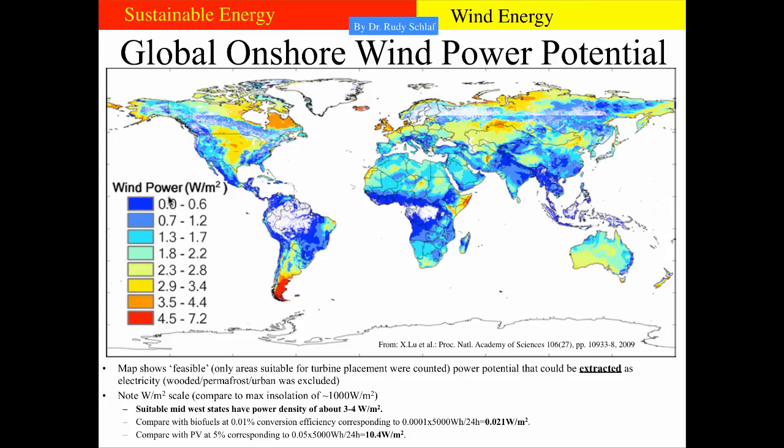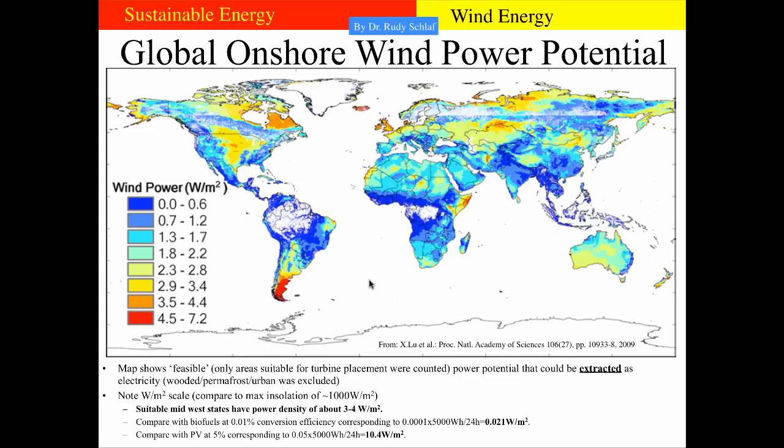Overall, the wind power has a fairly low density. If you compare it with the insolation that is hitting the planet at 1000 watts per square meter, you see that there is this 1% factor very strongly evident. And keep in mind that the wind is stronger above the water.